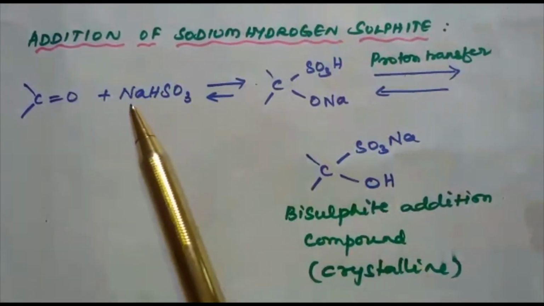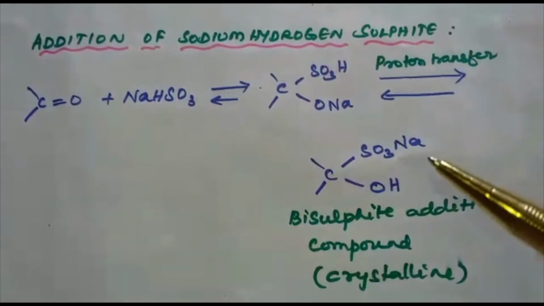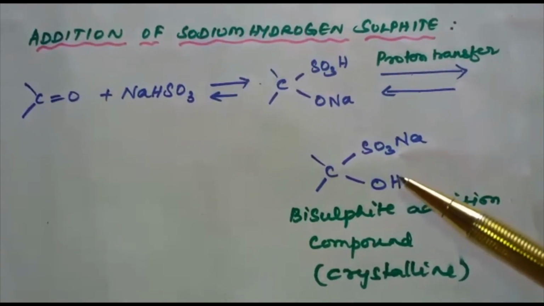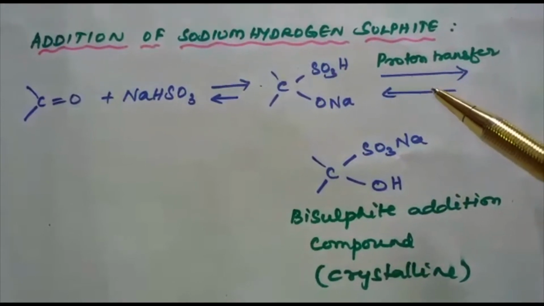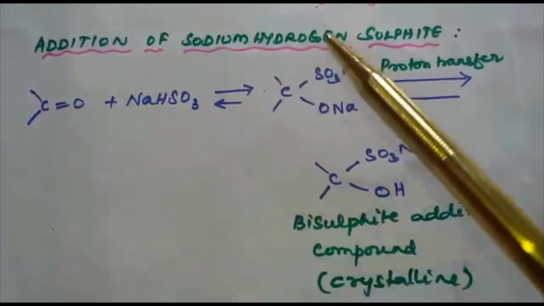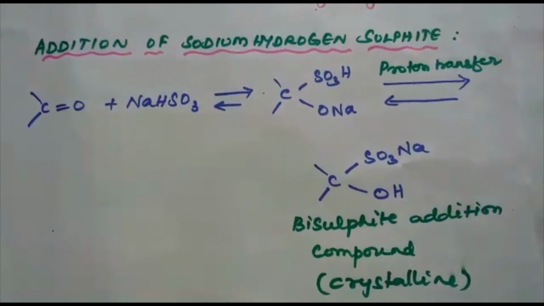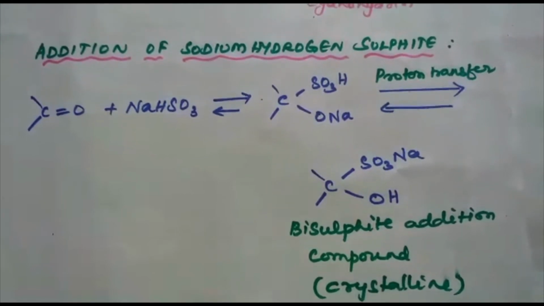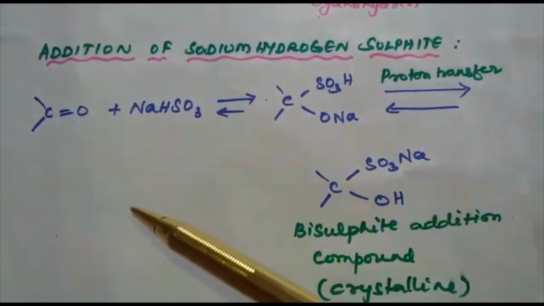The hydrogen sulfide addition compound is found to be water soluble, and it can be converted back to the original carbonyl compound by treating it with dilute mineral acid or alkali. Therefore, these are useful for separation and purification of aldehydes.